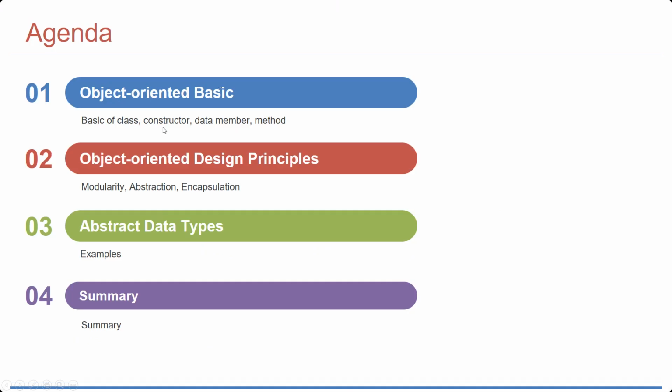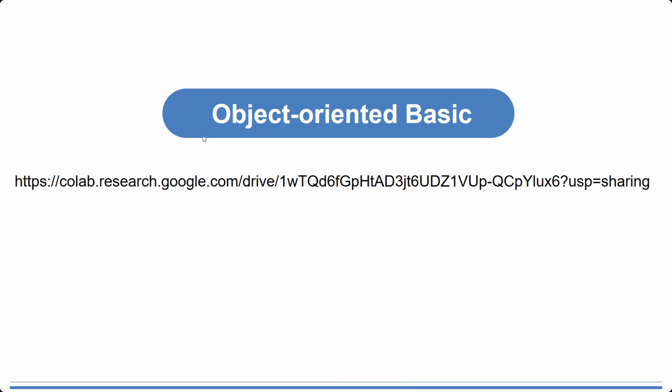So we are going to learn at least three things. First, we are going to learn what is object-oriented. We are going to learn about the class, constructor, data member, and method. And we are going to learn about the design principles of object that are modularity, abstraction, encapsulation, and inheritance. And we are going to learn some abstract data types. This is the Google Colab.